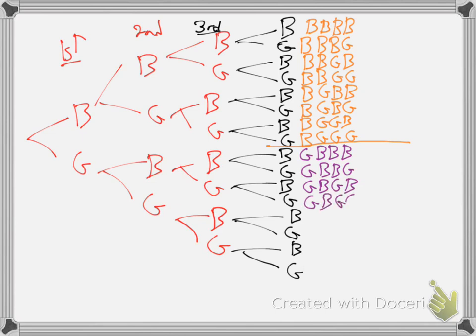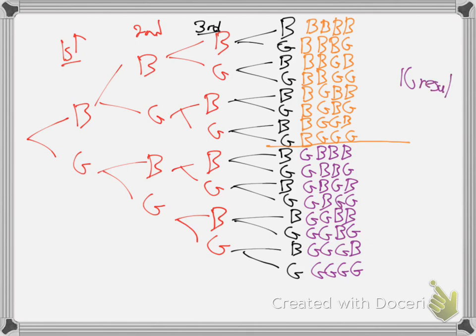Girl, boy, girl, girl. All right, girl, girl, boy, boy. Girl, girl, boy, girl. Girl, girl, girl, boy, girl, girl, girl, girl. Whew. There they are. All right. 16 results. Up there. Okay, so we got that whole tree.